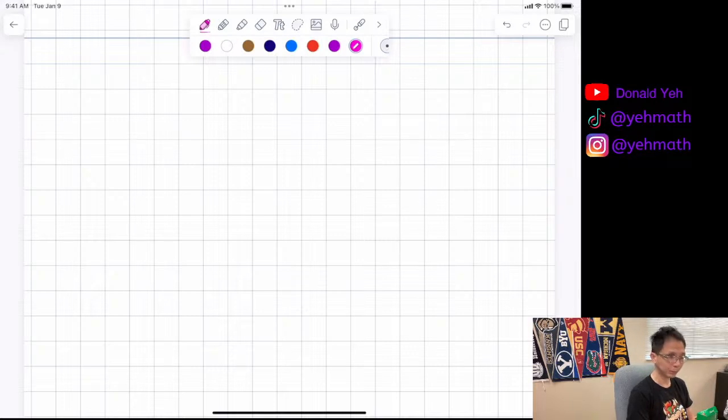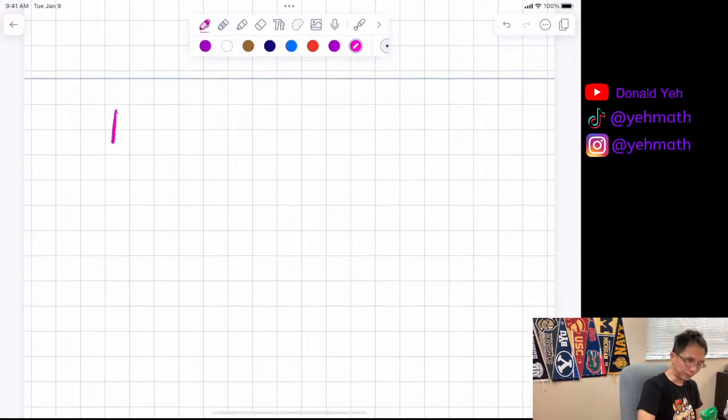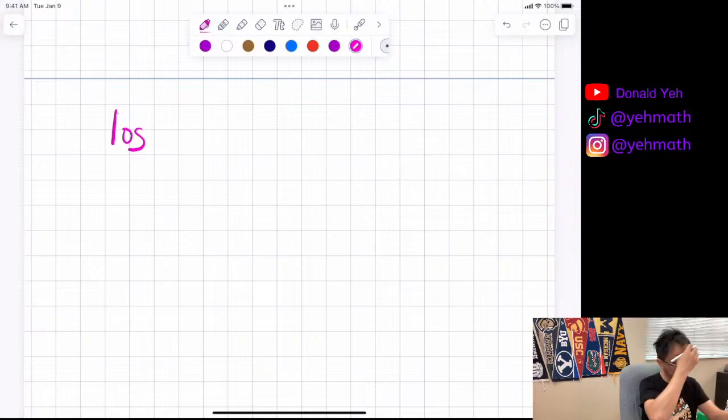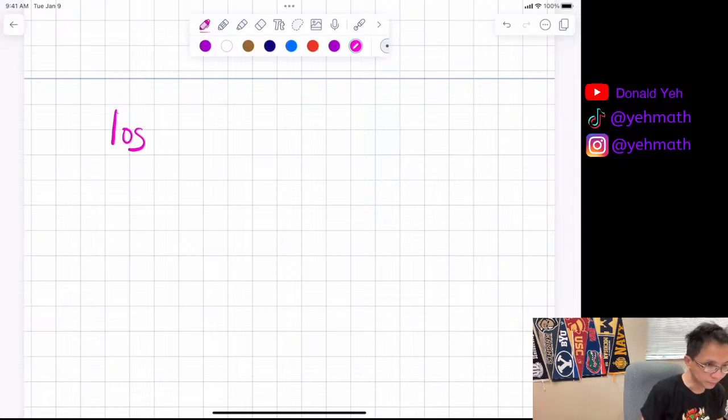So what is a logarithm, right? You guys studied log before, and you probably don't remember it, and it's normal that you don't remember log. It's one of the things that people don't remember. So let's go through this. Logarithm.